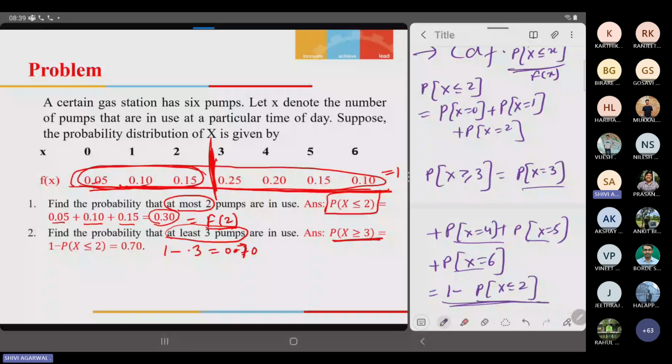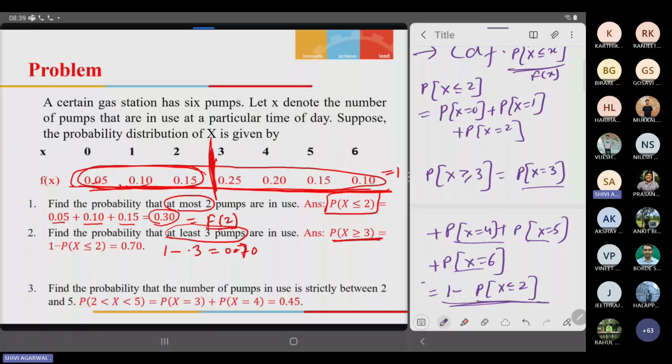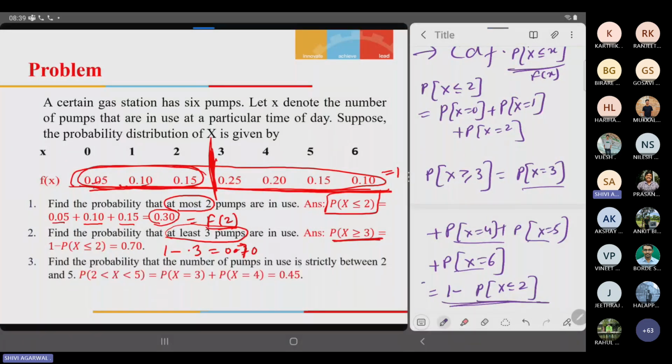Okay, that will become more easy actually, because we are using the concept that summation should be equal to 1 for all. Okay. Next is find the probability that the number of pumps in use is strictly between 2 and 5. So we are trying to find out the 2 and 5 and not including.